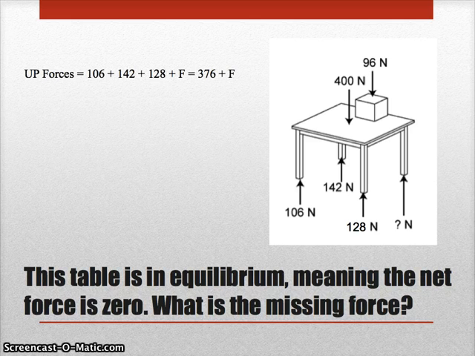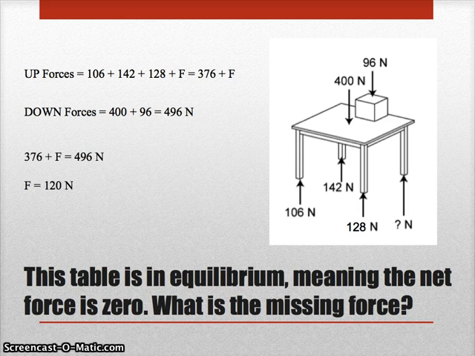So our up forces, we know most of them, but I'm going to leave that F as our unknown. So we have a total of 376 newtons plus some unknown F. And then downward, we have 400 newtons and 96, so 496 total newtons. And so we can just set up a quick equation where we set the up equal to the down, and then go ahead and solve for that unknown force, 120 newtons.